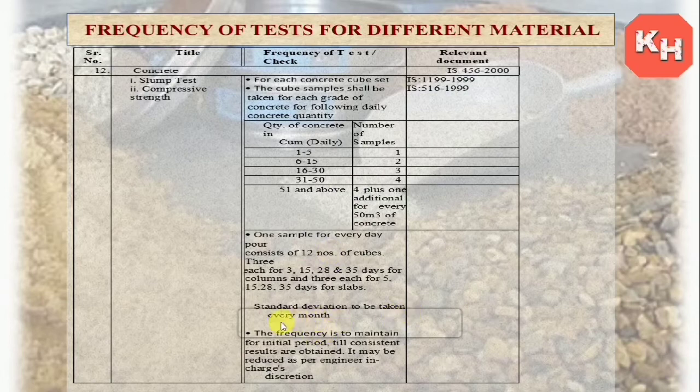Standard deviation is to be taken every month. This frequency is to be maintained for the initial period. Till consistent results are obtained, it may be reduced as per the engineer-in-charge's decision.